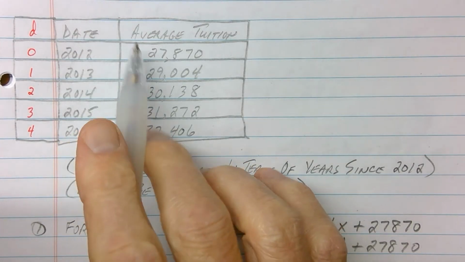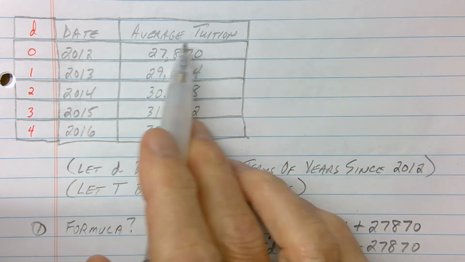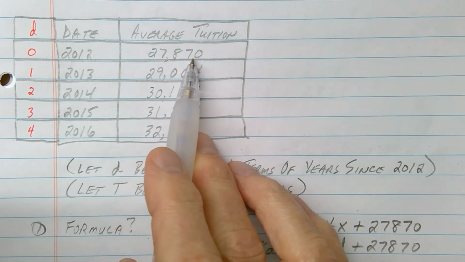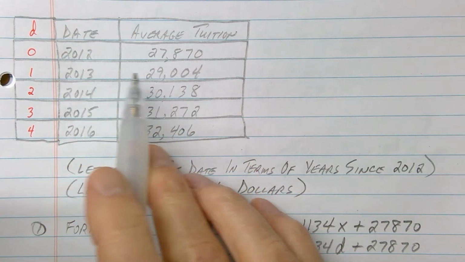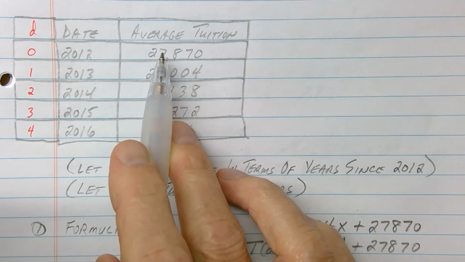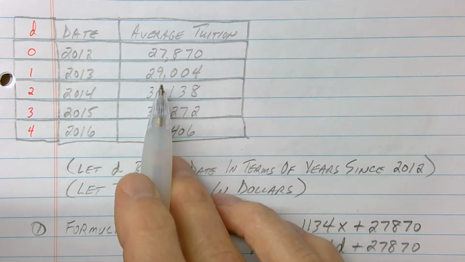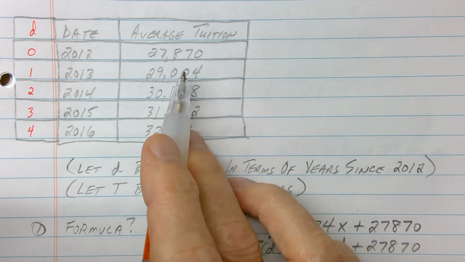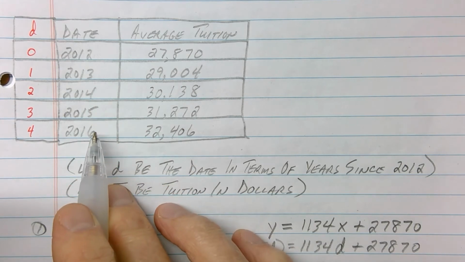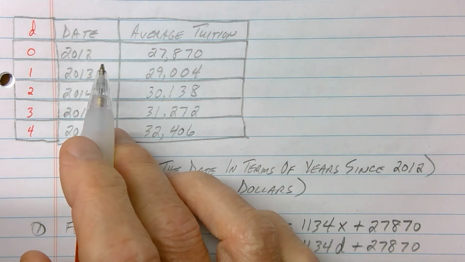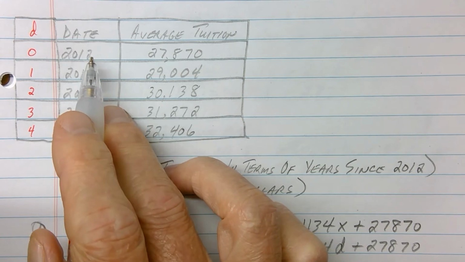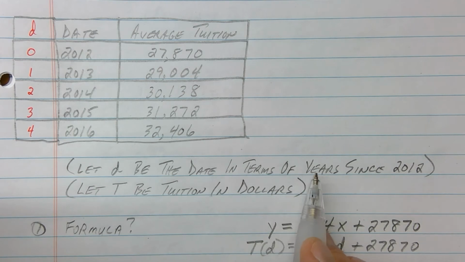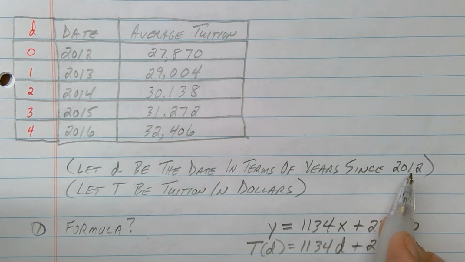All right, now here's a table they give you where they try to trick you a lot. Maybe in 2012, the tuition at this certain college was $27,870. And in 2013, it was $29,004. Now notice what's happening. It's increasing, increasing, increasing, and so on. So they have a list of what the tuition cost in a certain year. But this is one of those cases where, when you put this in your calculator, they don't want you to use the actual year. They want you to use the date in terms of years since 2012.